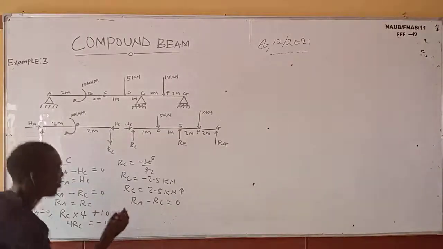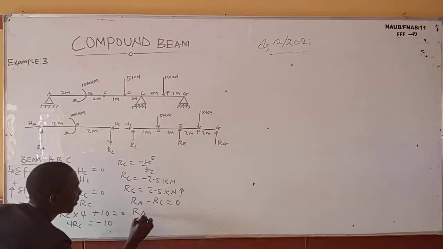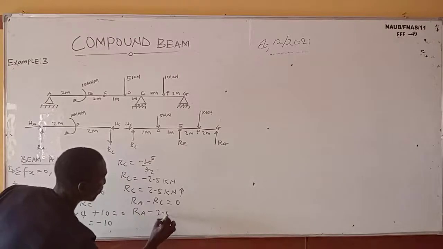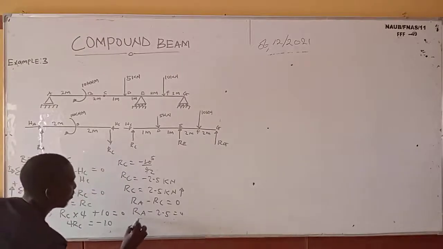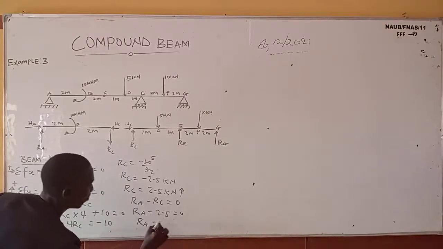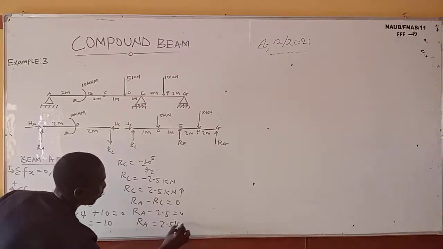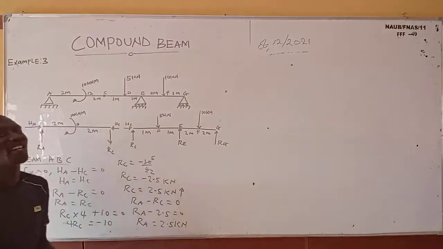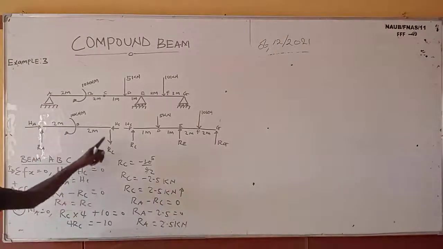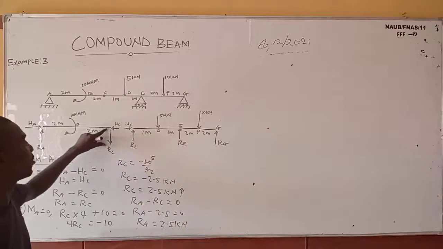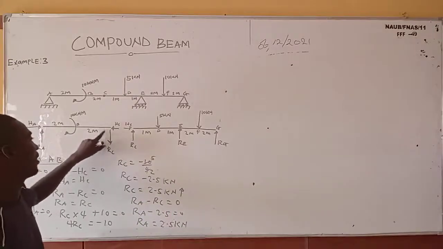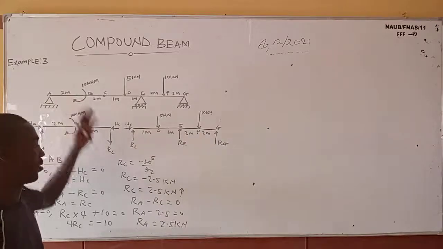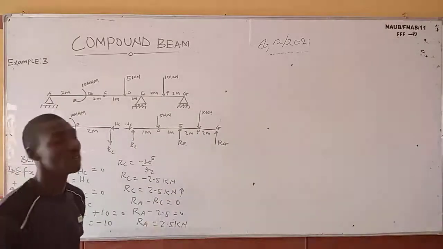You get that? So RA minus RC, what is RC now? RC will be 2.5, equals to 0. So RA is going to be 2.5 kilonewton. Do you get that? Please take note of that. The negative there is just telling you that the assumption you make for this arrow is not correct. It should be the opposite side. So if it is downward, it's going to be upward. And that is what I've just shown. Please take note of that.